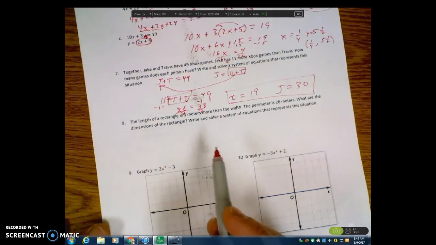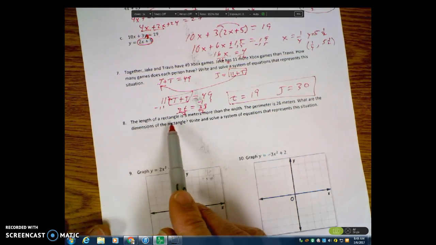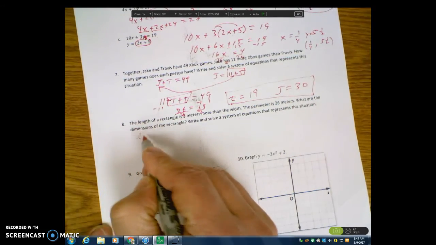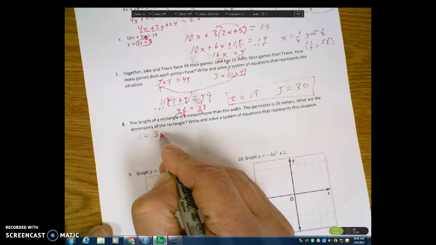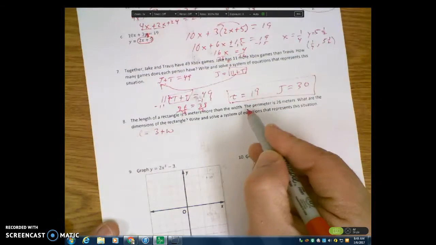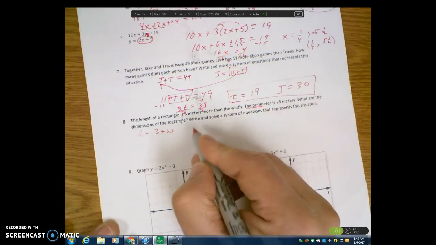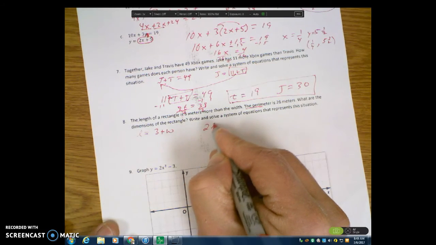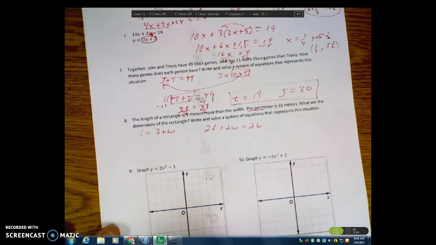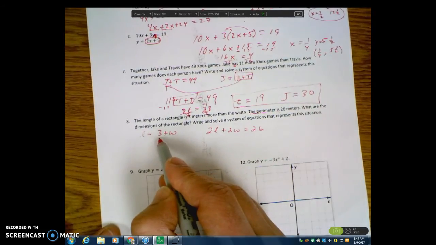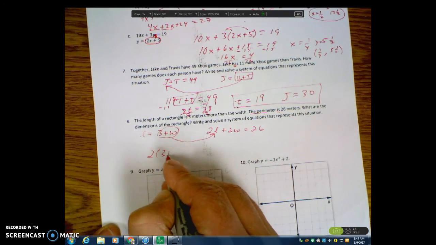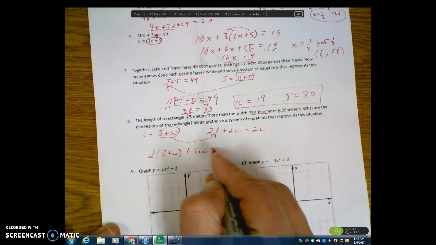All right, our last story problem. It states the length of a rectangle is, and I know when I see the word is, I'm thinking equals. So the length is 3 meters more than the width. So I got L equals 3 plus W. And then the second sentence is our second equation. The perimeter, which I know perimeter is 2L plus 2W, is 26. So again, this is a substitution problem. We're going to substitute 3 plus W for L. So 2 times 3 plus W plus 2W equals 26.